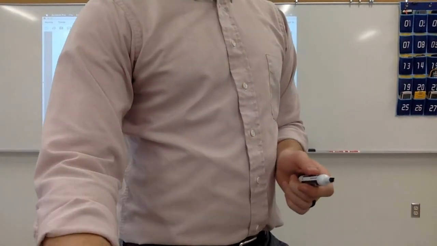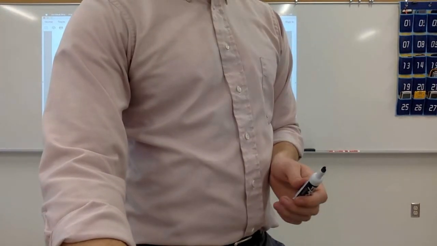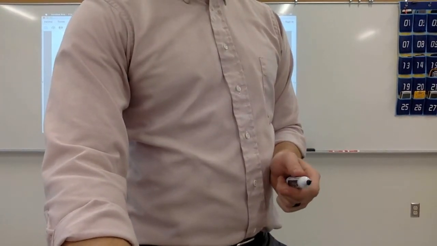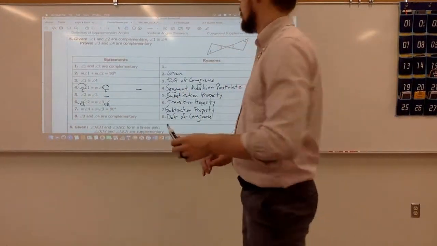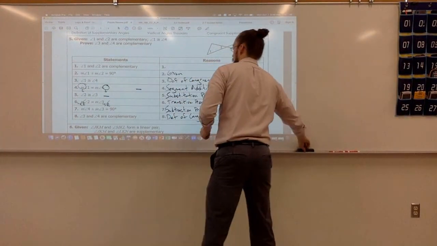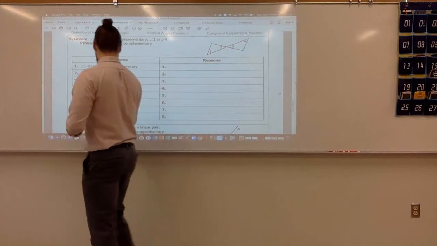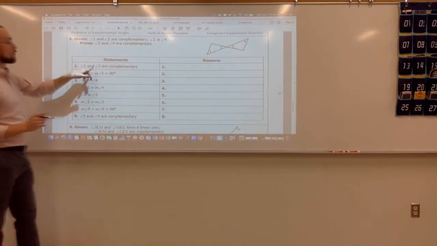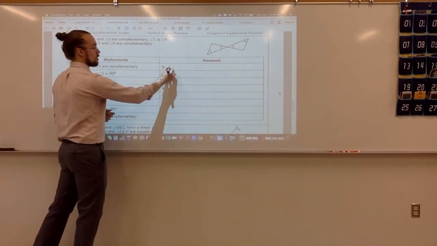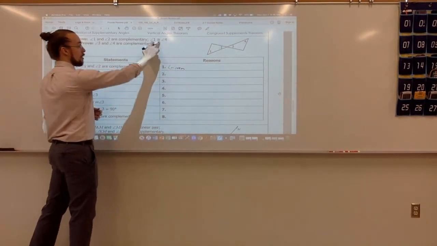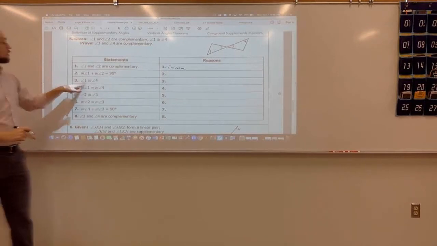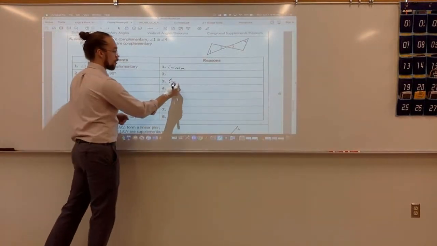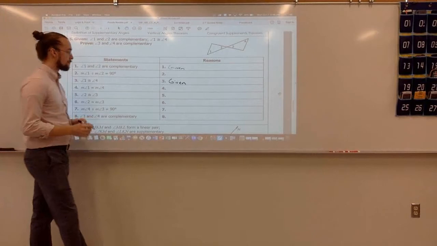All right, then the last page was the angle proofs. On this one, we are given two pieces of information again, so fill those in first. Line 1 is one of my givens, and then also line 3. So make sure that you always fill in your givens first.